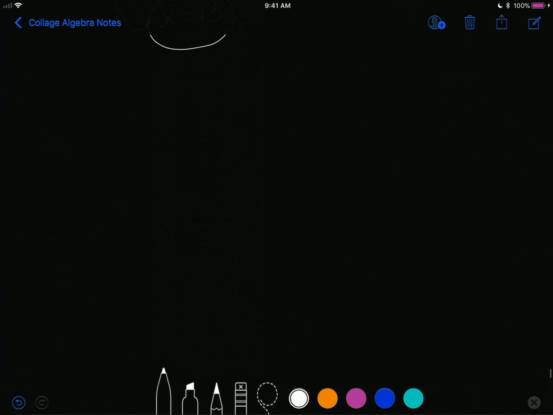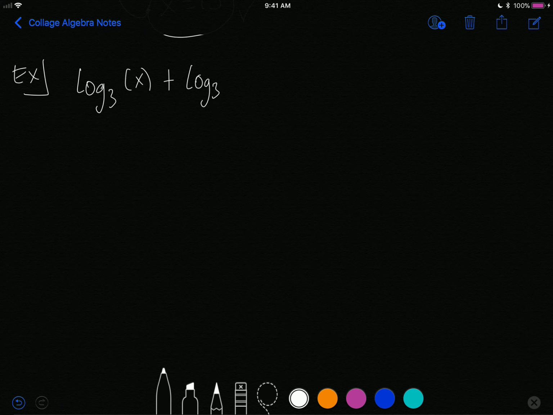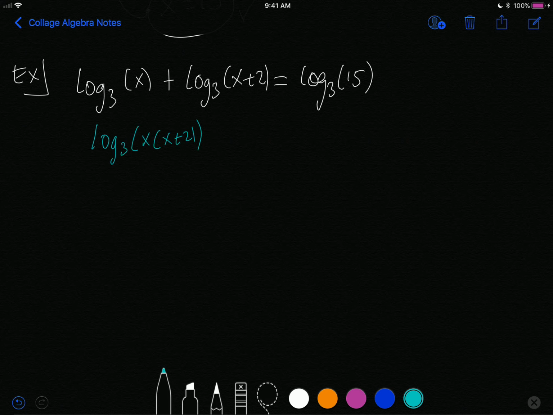Consider this example. Let's say I have log base 3 of x plus log base 3 of x plus 2 is equal to log base 3 of 15. I see a plus sign right here in a logarithm, and then my mind says, oh yeah, plus sign means multiplication. And so this simplifies to log base 3 of x times x plus 2 is equal to log base 3 of 15.